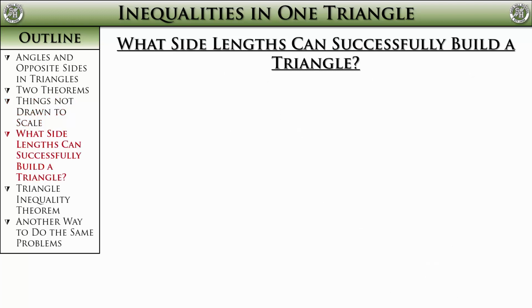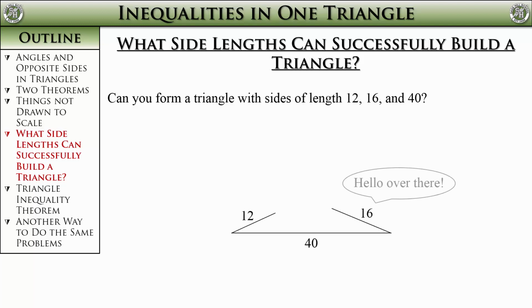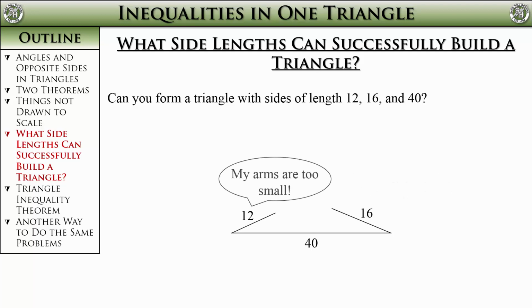Now let's consider what it actually takes to build a triangle. Would sides of length 12, 16, and 40 successfully make a triangle? Some of you may already know, but if you tried to build one, it would end up like this. The sides of length 12 and 16 just can't get together.